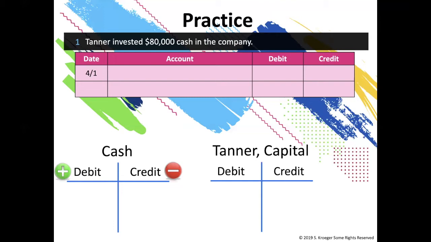Tanner Capital, do you remember what's the positive and negative side for a capital account? It would be the opposite. It has a credit balance. It will increase on the credit side and decrease on the debit side. But remember, we're not going to do decreases for capital accounts. If an owner takes money out, we'll use the withdrawals account instead.